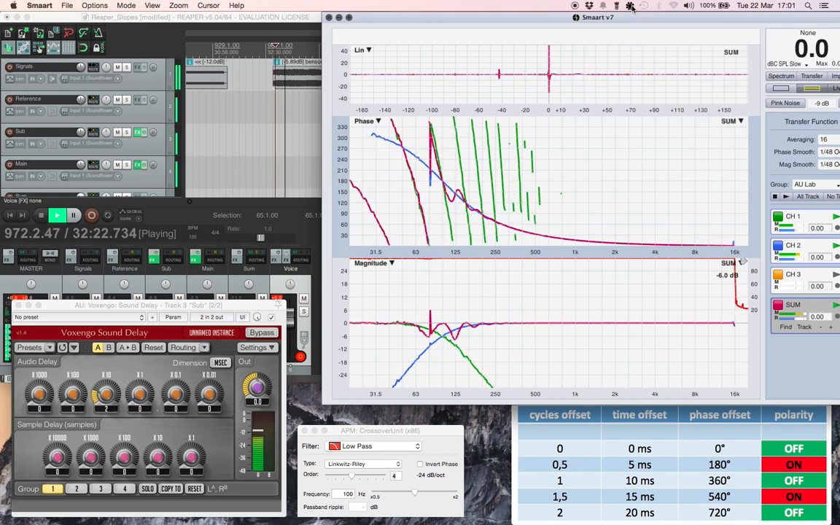And now the double timing on the kick drum starts to become really apparent. This is also 20 milliseconds, almost 7 meters or 60 feet of misalignment.